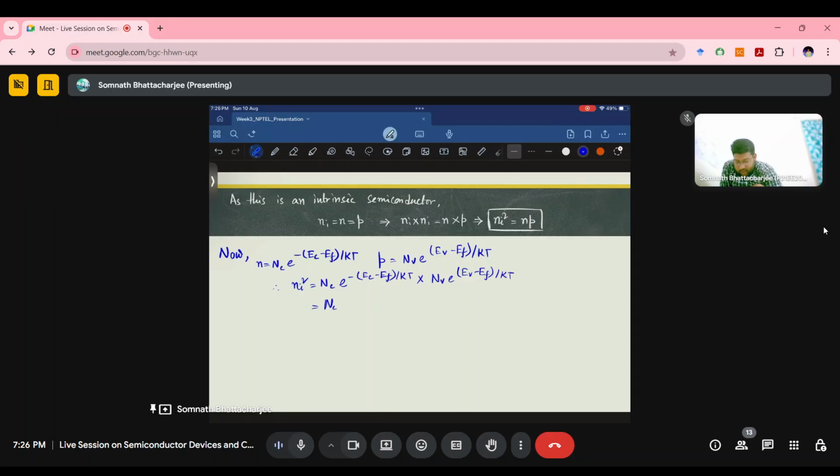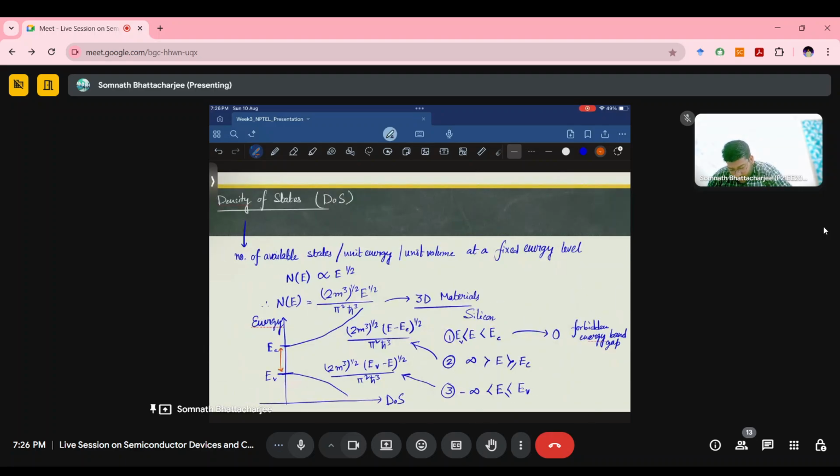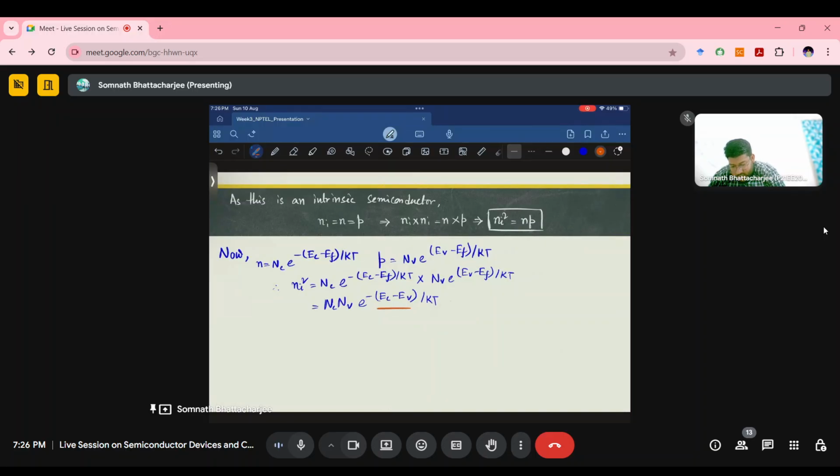Now, if we multiply the total terms, it would look like this: minus EC minus EV divided by KT. Now, the term EC minus EV is nothing but the forbidden energy band gap, that is EG. So we can write it like this: equals NC into NV e to the power of minus EG divided by KT.